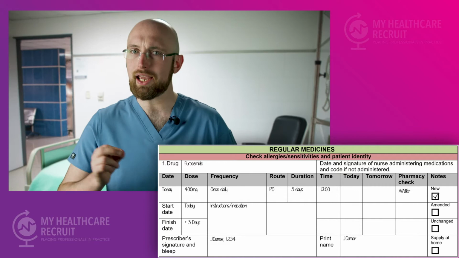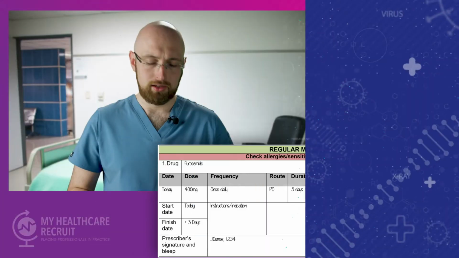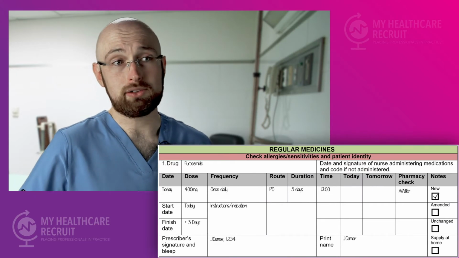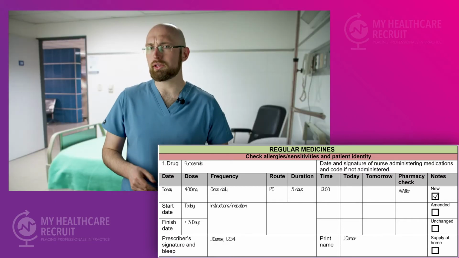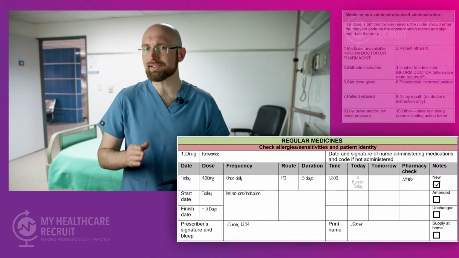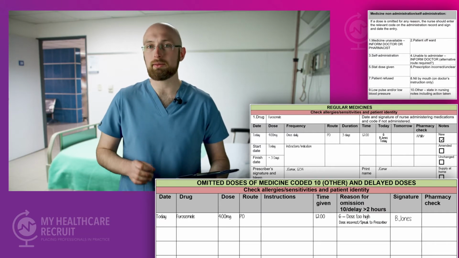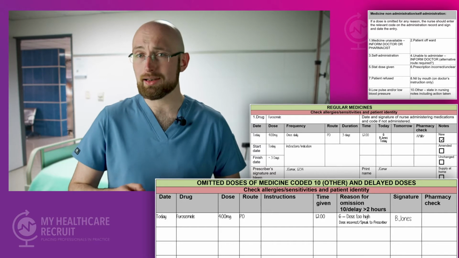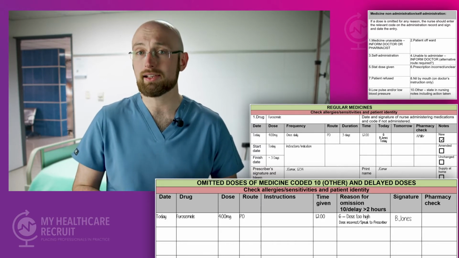I'm going to check the BNF to see what it says about the dose. The BNF suggests that a more normal dose for this drug would be 40 milligrams per day, so I'm going to withhold this drug. I'm going to code it as a 6 in the box for prescription incorrect, unclear medication. On the back of the chart, under Drugs Not Administered, I'm going to state the reason as dose incorrect, and I will speak to the prescriber about this.